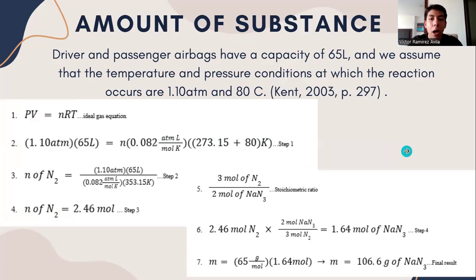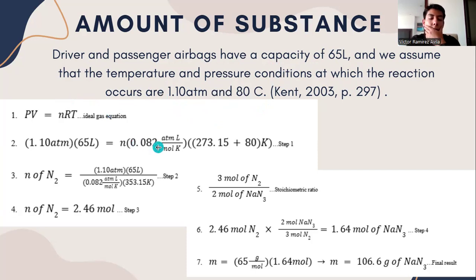Now, how can we know how much substance we need to make the airbag work in a correct way? Well, we need to know that in general, an airbag has a capacity of 65 liters, and with that information, taking the pressure at 1.1 atm and 80 degrees Celsius, we can put this information in the ideal gas formula.